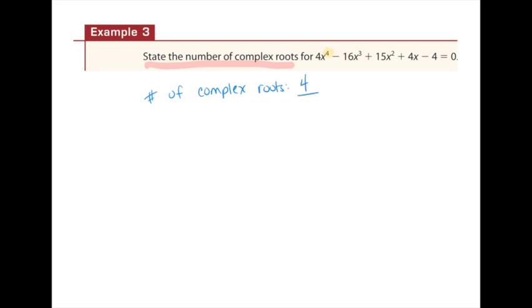That's all you have to answer. When it says, what are the number of complex roots that this will have? You look at the degree, which is your highest exponent, and you say it's going to have 4. That's how many it's going to have.